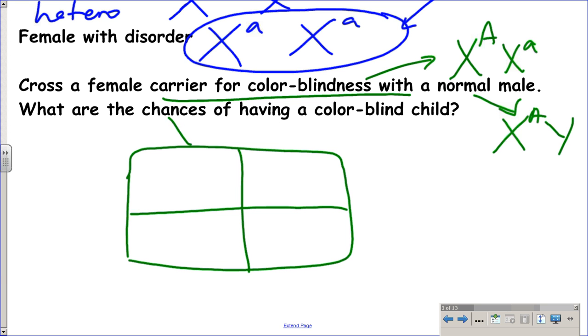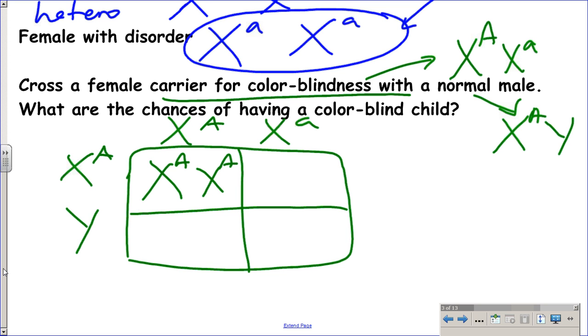All right, so thank you. X capital A and X little a, because she's a carrier. X capital A and then Y. Okay, and shout them out as you go. Fill in the boxes with me. Go for it. X A, X A, X A. X little a. I'm going to go with the big A first, just because I like to write it that way. And then a little a.